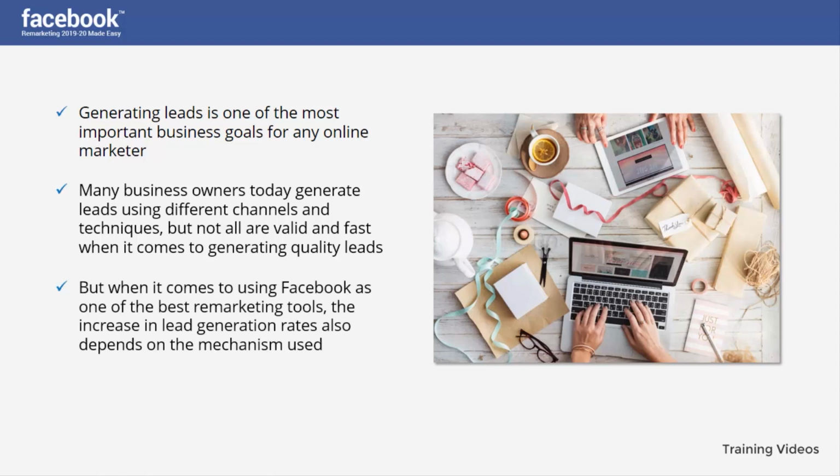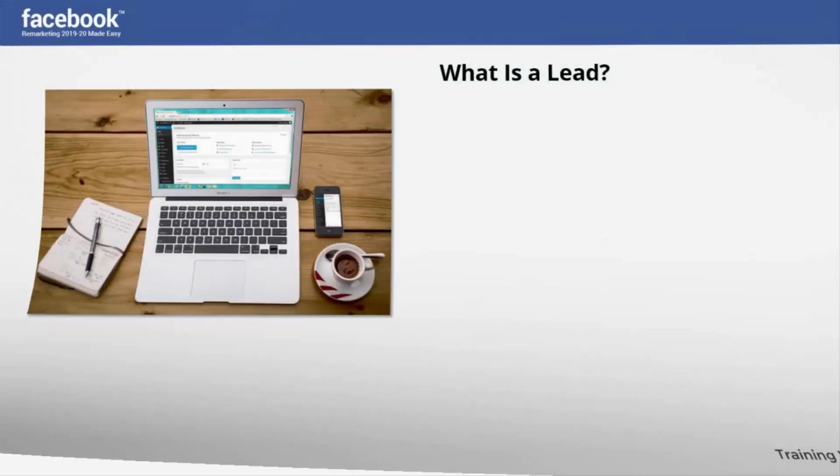But when it comes to using Facebook as one of the best remarketing tools, the increase in lead generation rates also depends on the mechanism used. Using page engagement in Facebook remarketing is no doubt one of the fastest and most effective ways to increase lead generation rates. But what is a lead in reality? And what does page engagement entail as it relates to Facebook remarketing? We will try to answer these essential questions that influence the health of companies.